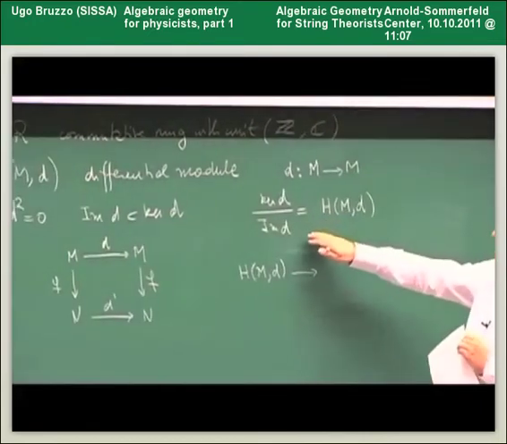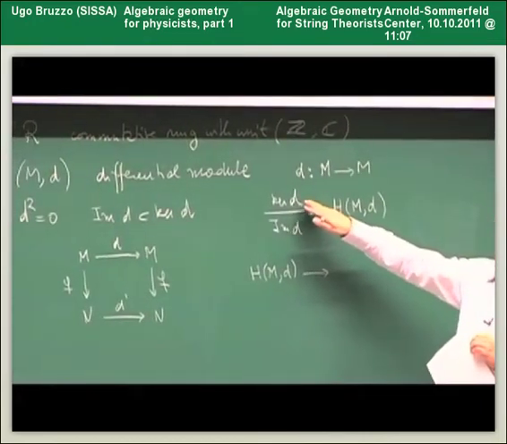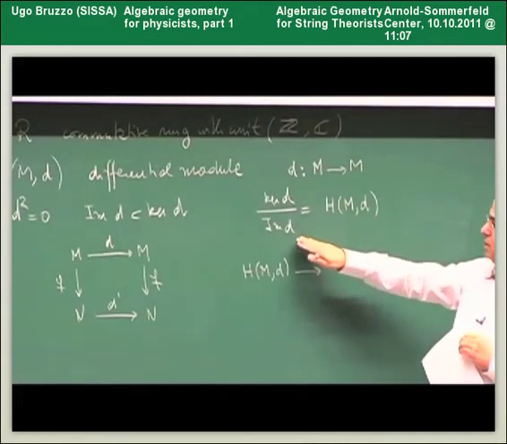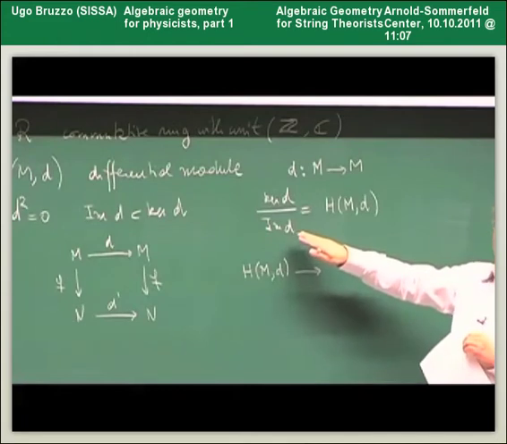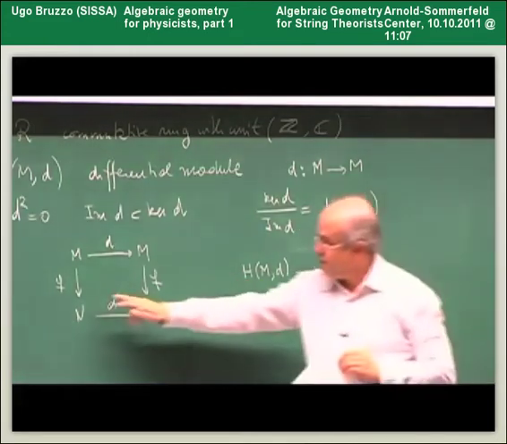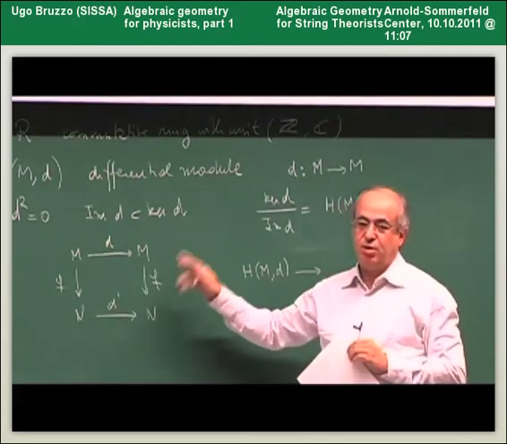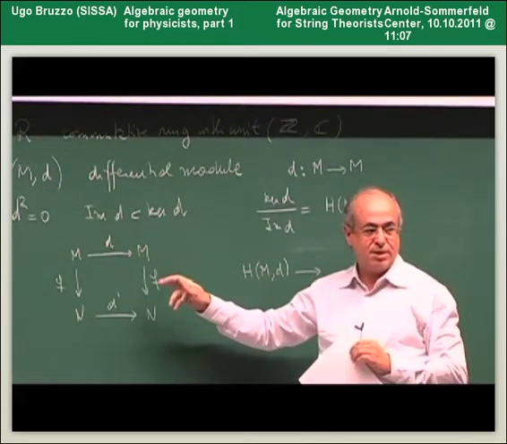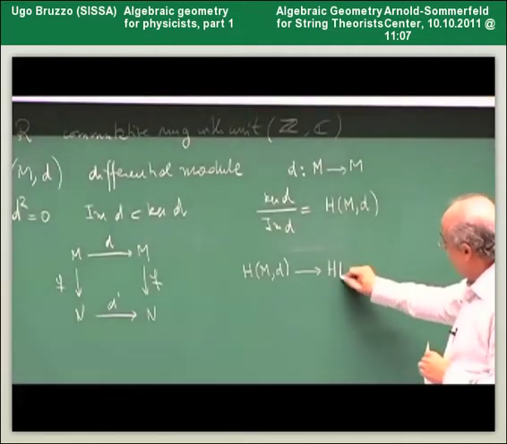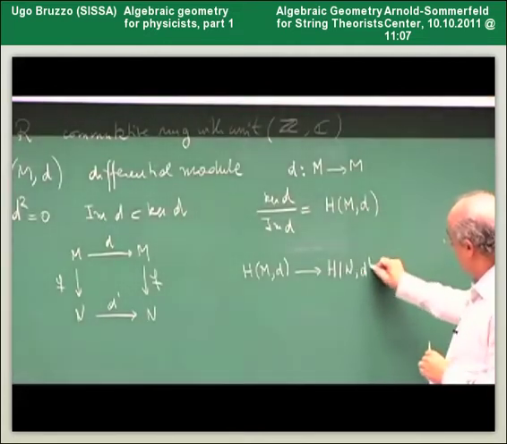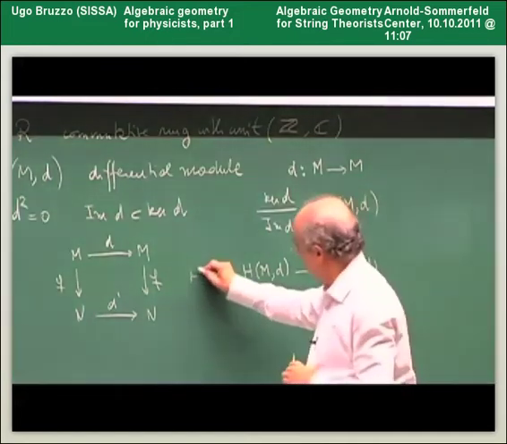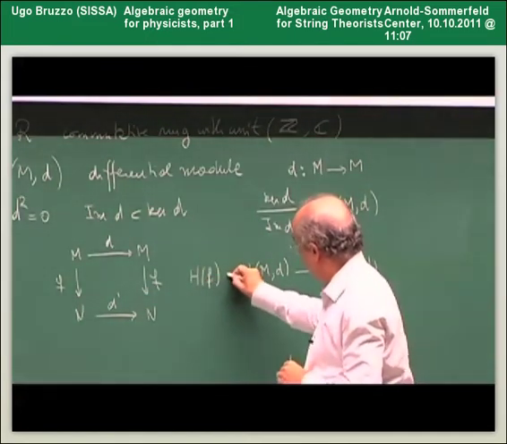Well, the objects that are in the kernel are usually called closed objects. The objects that are in the image of the differential are called exact objects. And then it's very easy to check that if f has this property, then it sends closed objects to closed objects and exact objects to exact objects. As a result, it defines a map between the cohomology groups. It's very easy to check. This map is usually called H(f).